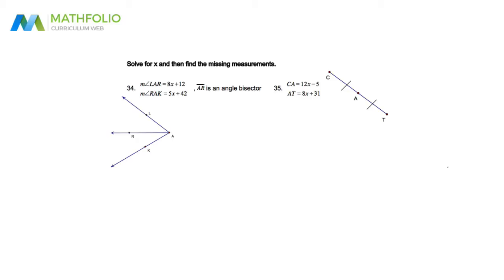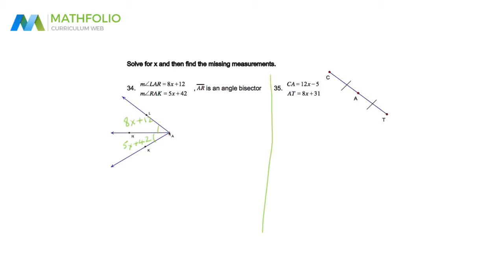Next question. 34 and 35. We've got two questions here. Alright. Solve for x, then find the missing angles. So we know that LAR, L to A to R, is 8x plus 12. We know RAK is 5x plus 42. We're dealing with this one here. And we know that AR is an angle bisector. So AR is this piece here, this ray.